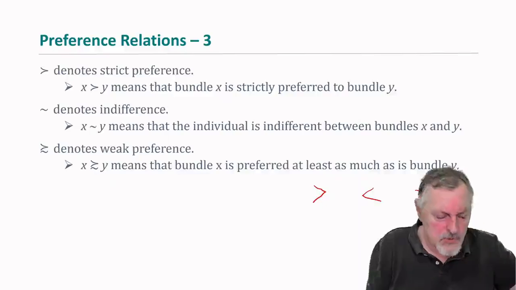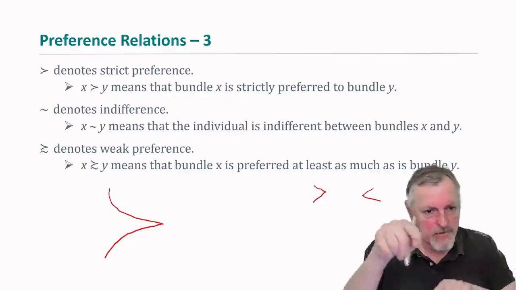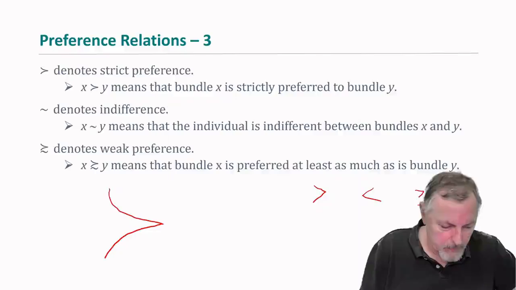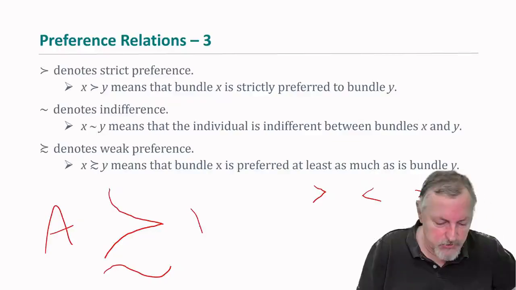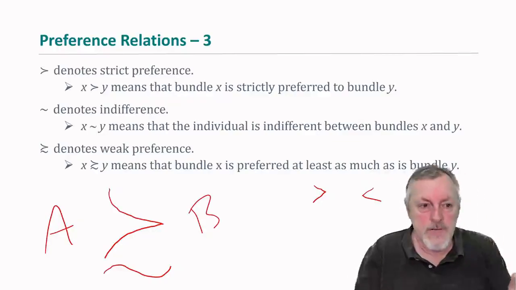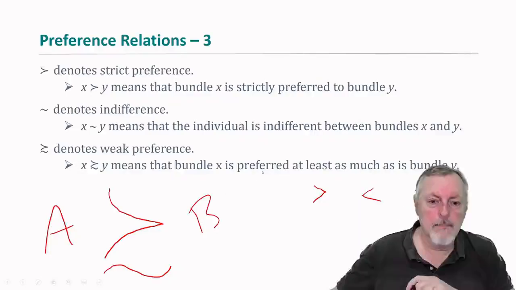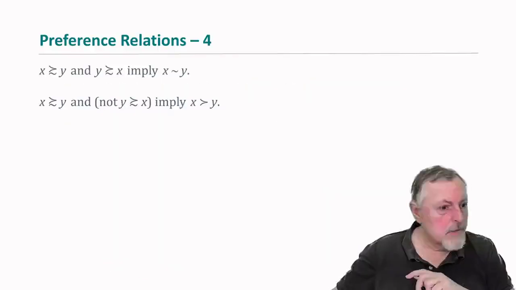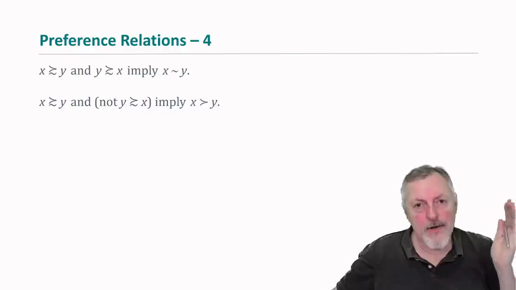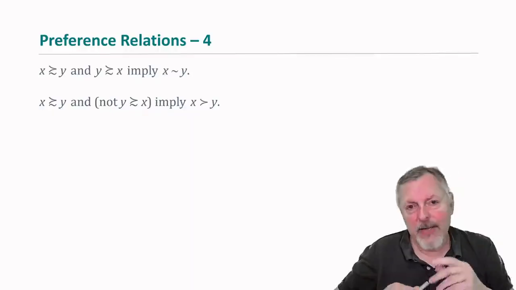Notice, strict preference is, I'm drawing it rather badly, that. It has that curly bit. That is weakly preferred. A is weakly preferred to B, which means either you prefer A to B, you like A better than B, or you're indifferent between them. Even though they are not greater than, less than symbols, they obey some of the same rules.